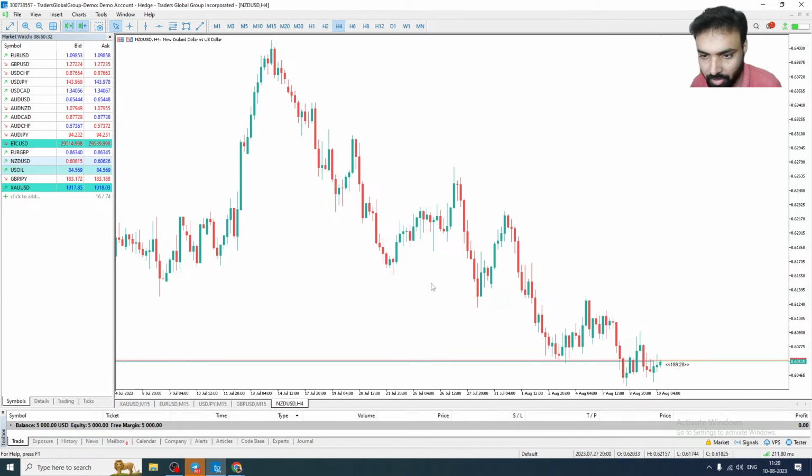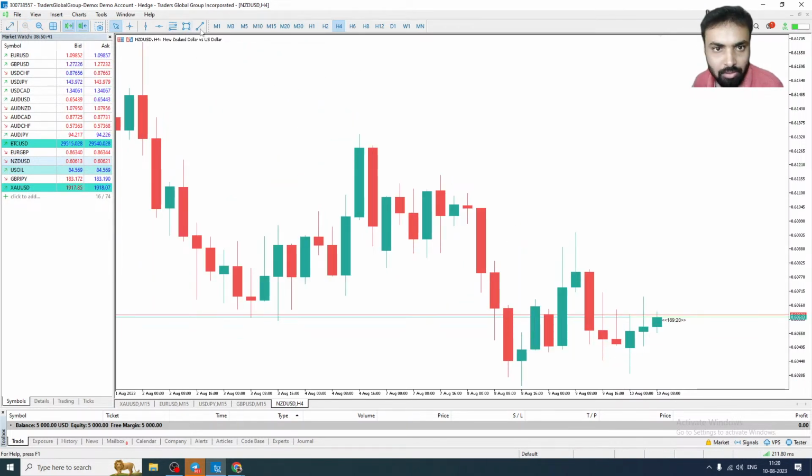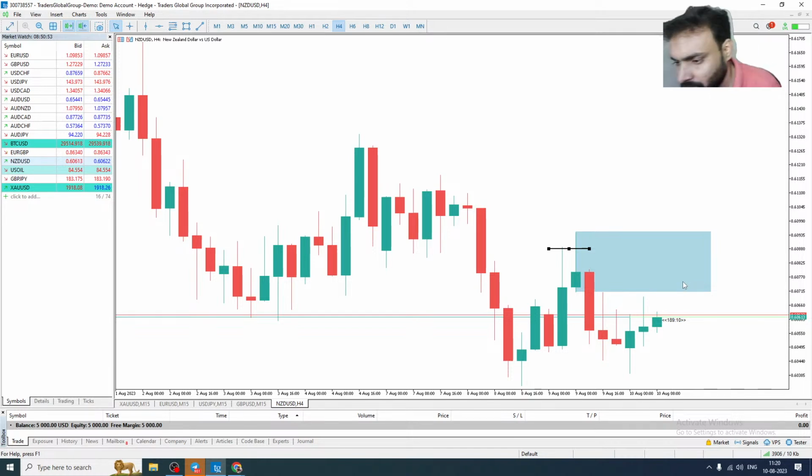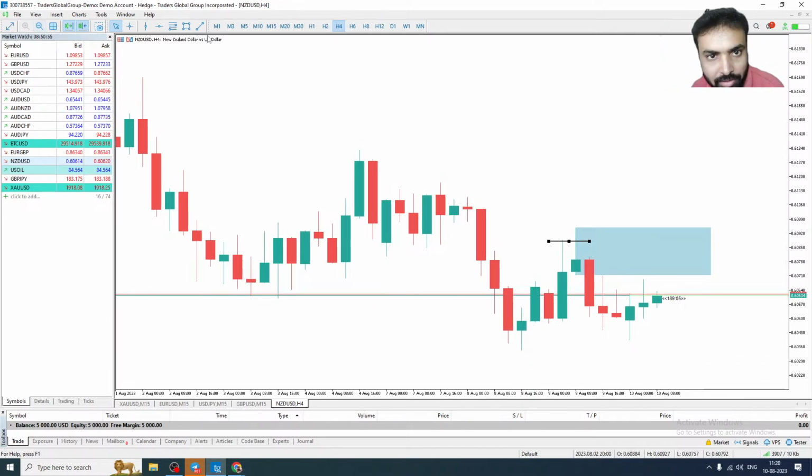NZD is already in a bearish trend, right? It's already going down. So let's zoom in. We have a wick broken by the wick. A full candle, which is not touched, I guess. I think it touched slightly. We have one more thing here, right? Which is beautiful. Okay, you have a full candle.